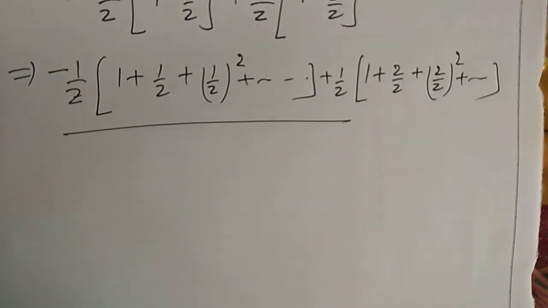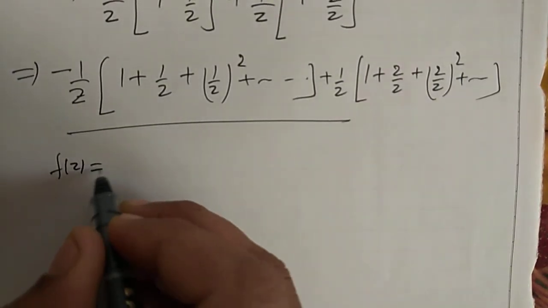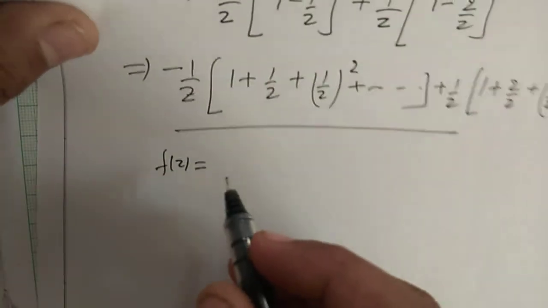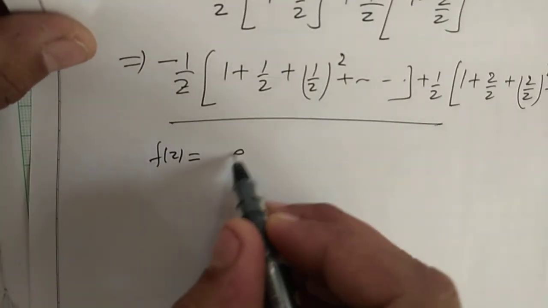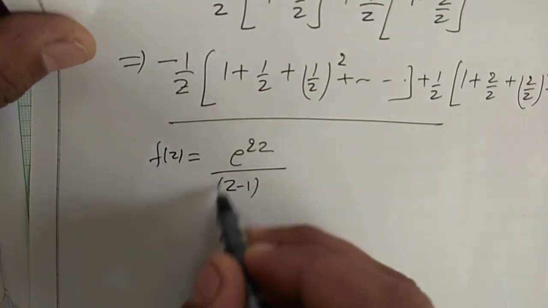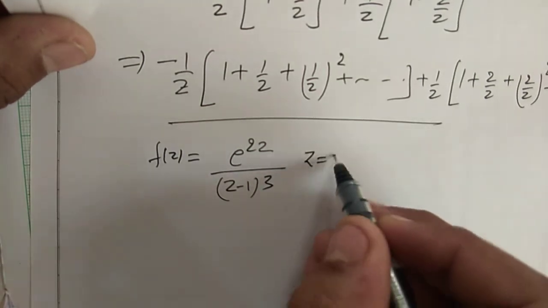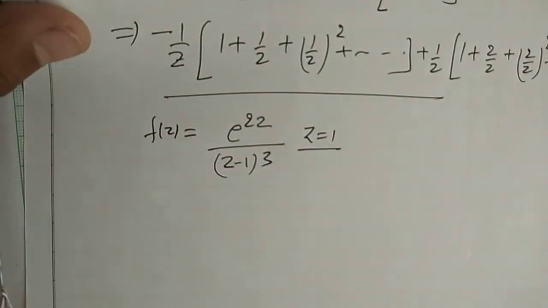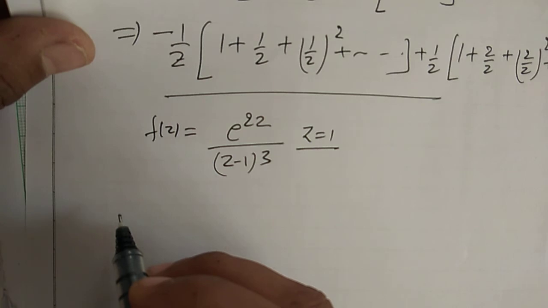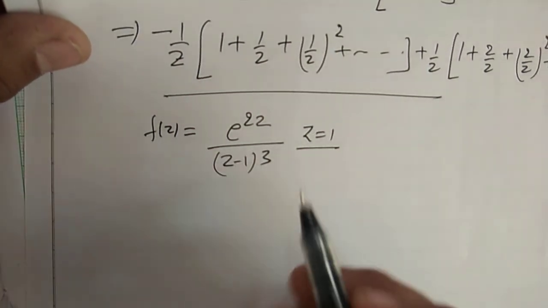Let us take one more question. The question is f(z) = e^(2z)/(z-1)^3 about z = 1. So find the Laurent series of this given function about the point z = 1.